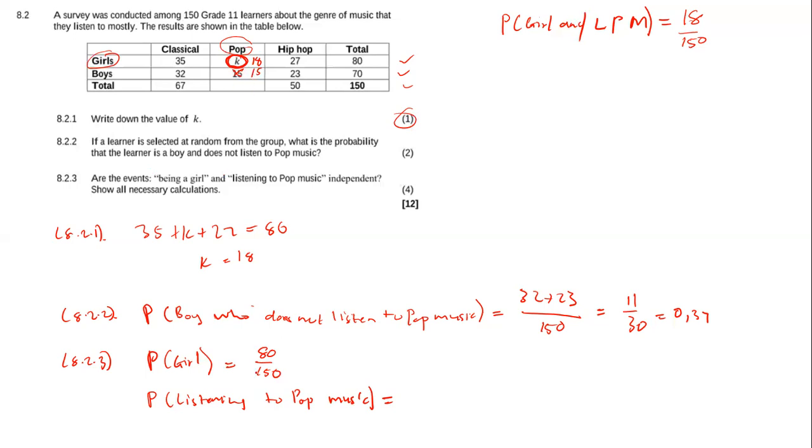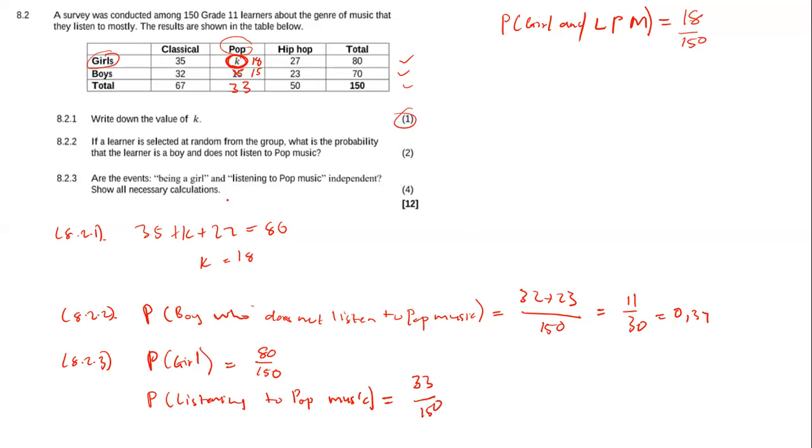Remember, it is irrespective of whether a girl or a boy, because they didn't say girl who listens to pop music, or boy who listens to pop music. They said listening to pop music. So that means you're going to take the total number of learners who listen to pop music. So 18 plus 15 on my calculator is going to be 33. So that means here we're going to have 33, you see? So listening to pop music is going to be 33 over 150.